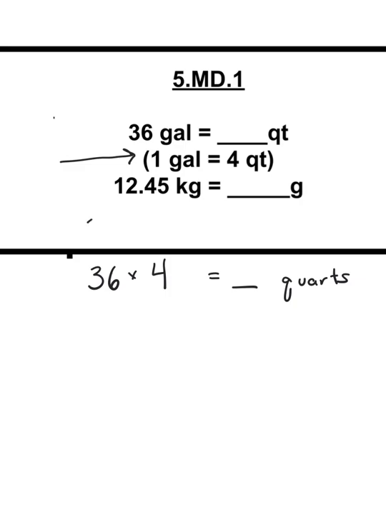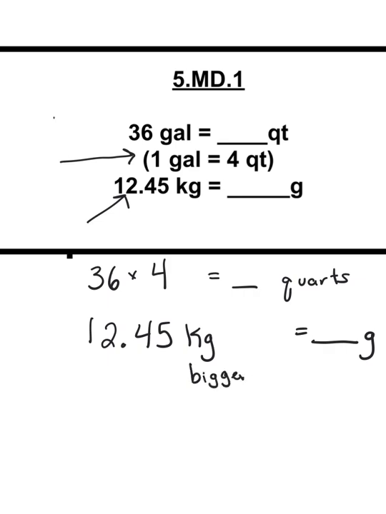And then for this one with our kilograms, 12 and 45 hundredths of a kilogram, we need to figure out how many grams that is equivalent to. A kilogram is bigger than a gram. So that's another case of horse to fly, multiply. We're going to multiply 12 and 45 hundredths times the number of grams in a kilogram.